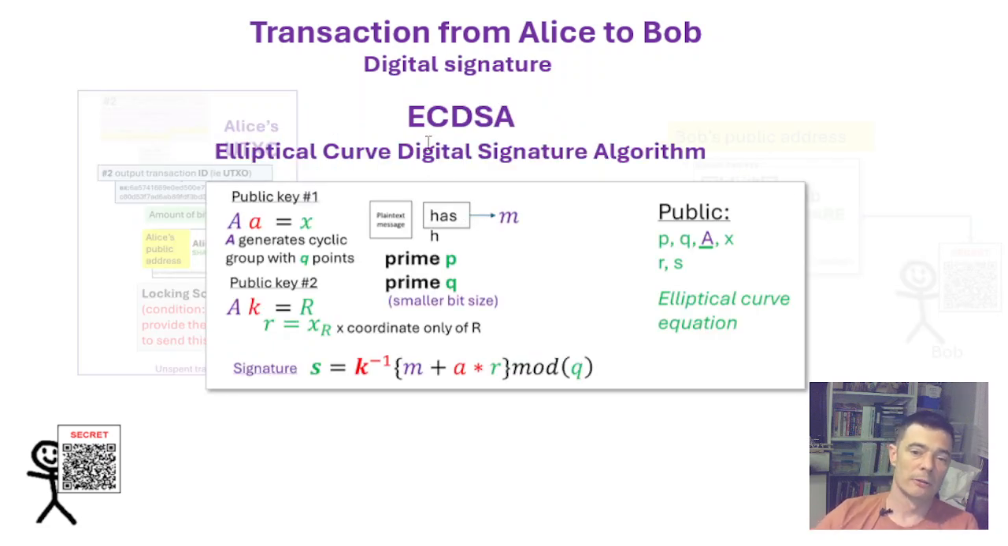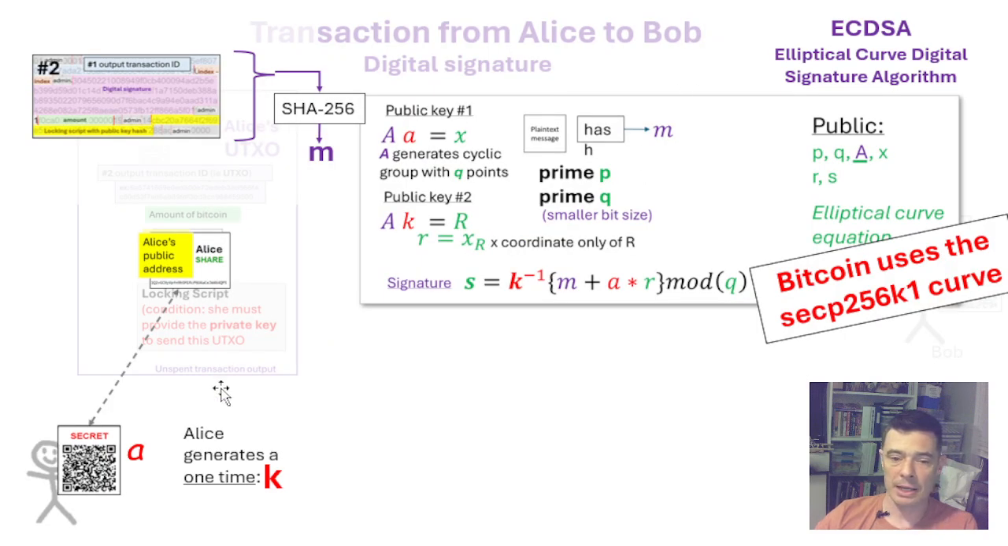So recall that Bitcoin uses the ECDSA, and Alice has her secret key. This is the A. She's going to make the K, making sure that an inverse mod Q exists. And the M is going to be a hash. The M here is going to be a hash of most, might not be all, of this data. And using all of these, Alice will sign the message with her private key.